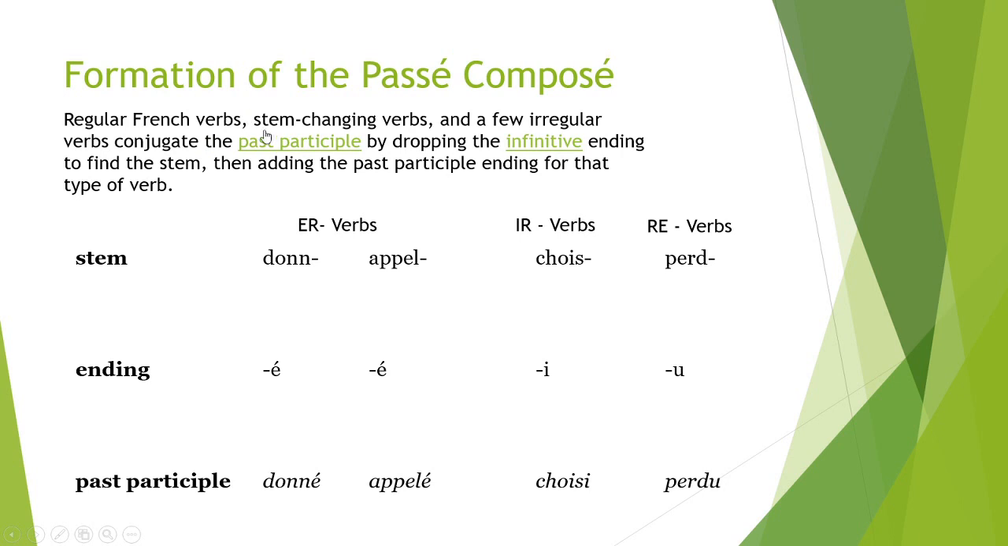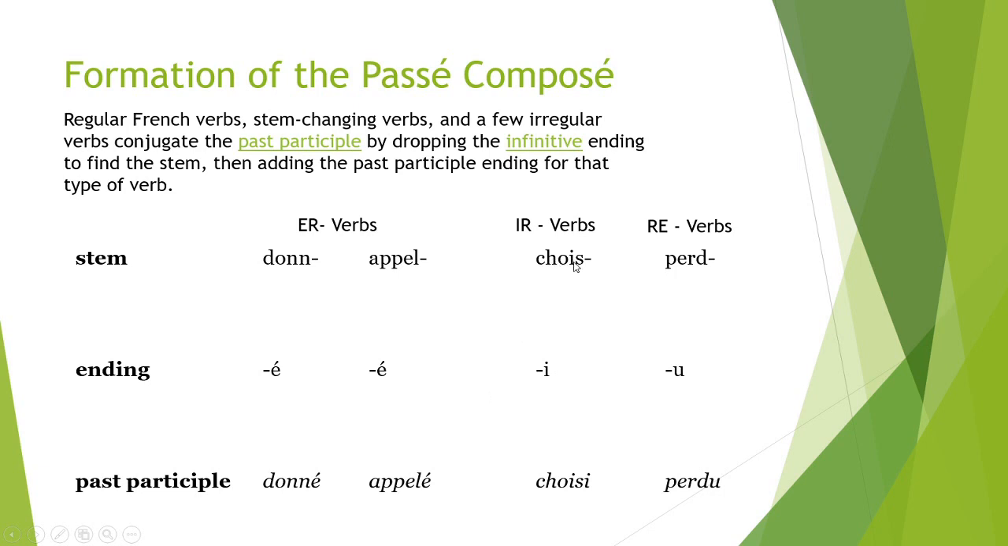So, regular French verbs, stem-changing verbs, and a few irregular verbs conjugate the past participle by dropping the infinitive ending to find the stem, then adding the past participle ending for that type of verb. So, for example, the stem for some ER verbs would be donn-. You take out the ER, same with appel-, and then you add é with an accent, and that becomes donné and appelé, which, when pronounced, is the same.